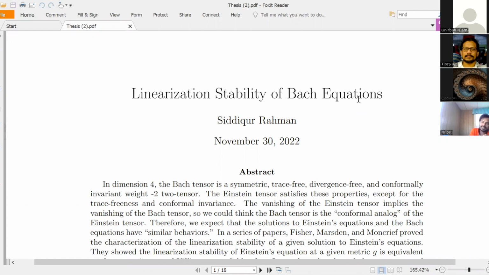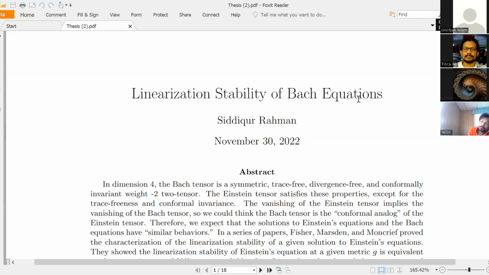Remember that the way Einstein's field equation people derive these days is from the so-called Hilbert-Einstein action. You just take the integral of your scalar curvature, and this is your action, Hilbert-Einstein action, and you try to find the corresponding Euler-Lagrange equations. That is basically your Einstein's field equation.